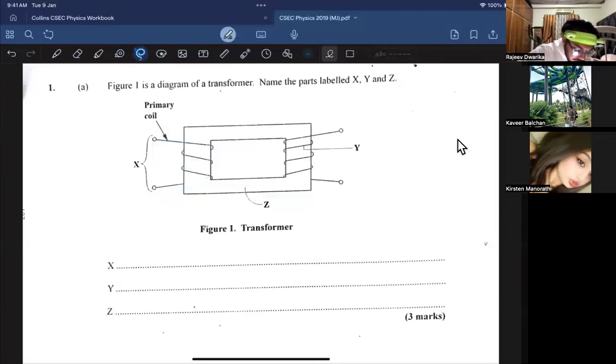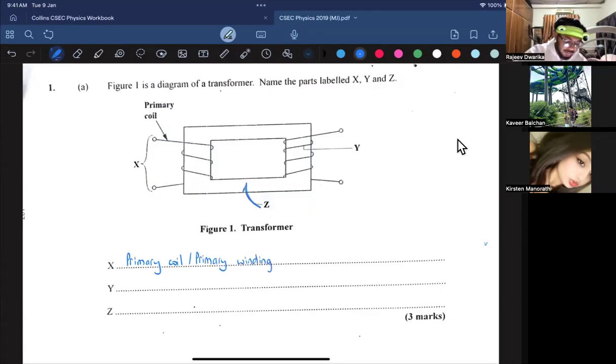Right. So, Justin, what is this coil? What is the name of this? You could call it the primary wiring, the primary coil, or the primary winding, right? So we could answer this in two ways. This is the primary coil or the primary winding. Both are correct.